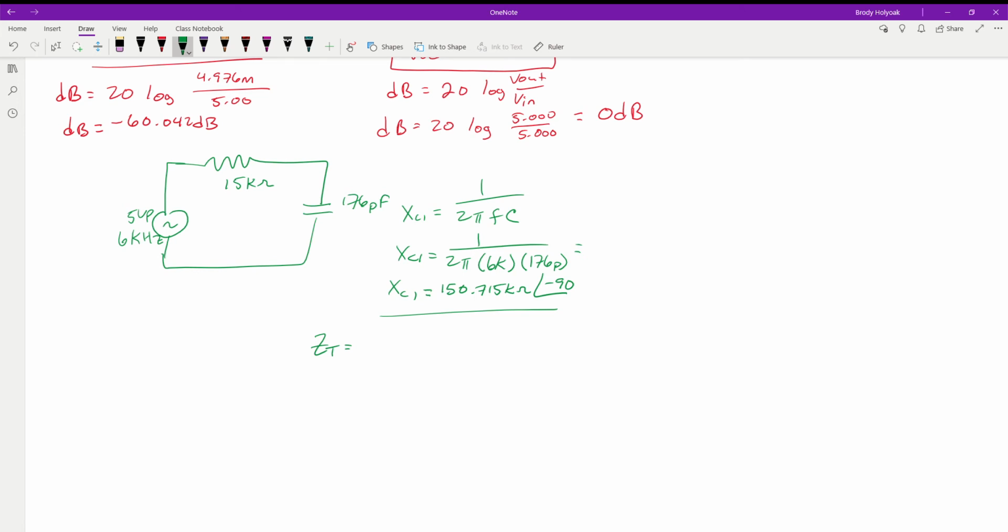What is this 5 volt signal seeing? So it has the 15 kilo ohm resistor, and then we have the 150K impedance of the capacitor. So again, we're going to want to convert this into polar because we're going to be multiplying and dividing it. So what we get is 151.46 kilo ohms at an angle of negative 5.737 degrees. Nope, I jumped again. That's the next one. 84.316.